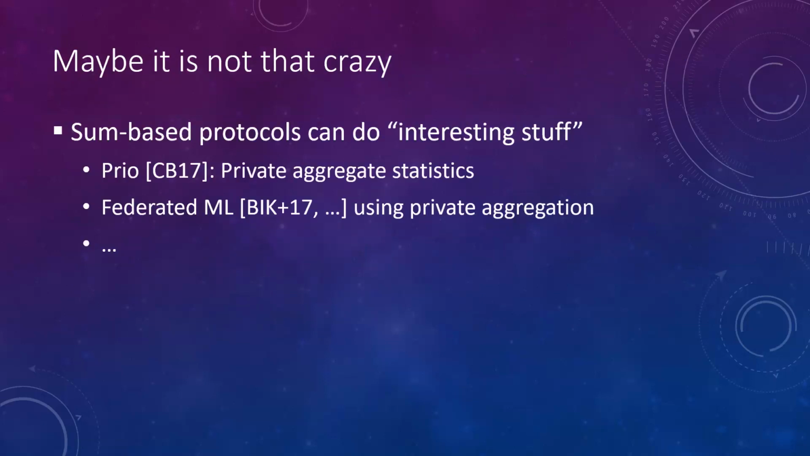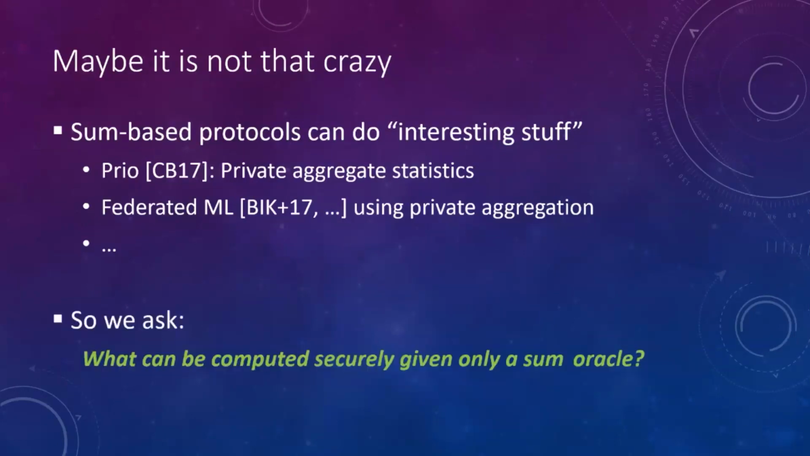And it seems awfully optimistic, but maybe not that crazy. I mean, we do have interesting things that we can do using the sum. Just two examples: private systems that do private aggregation, basically using computing the sum. Or if you think of federated machine learning, we know how to do a lot of things in federated machine learning, basically by computing the sum of things. So somehow we ask, what can we compute if all we have is an oracle for computing the sum, over whatever abelian group that you want.